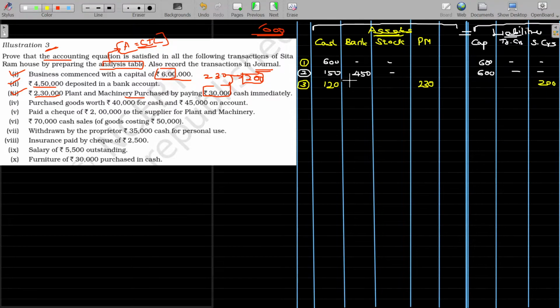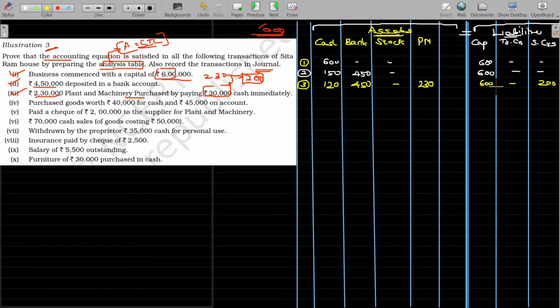The rest of the accounts remain the same. So in the bank account 450, no changes, and on the liability side, the capital remains 600, with no change at all. So now we can verify whether the assets equal the liability side. The asset side will be 120 plus 450 plus 230, the value being how much?